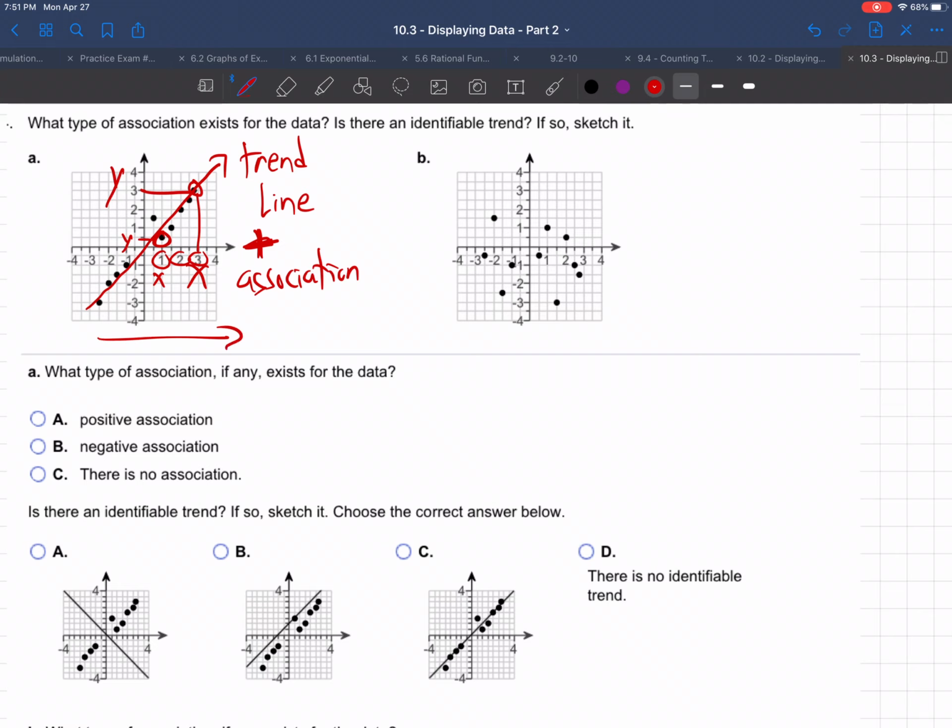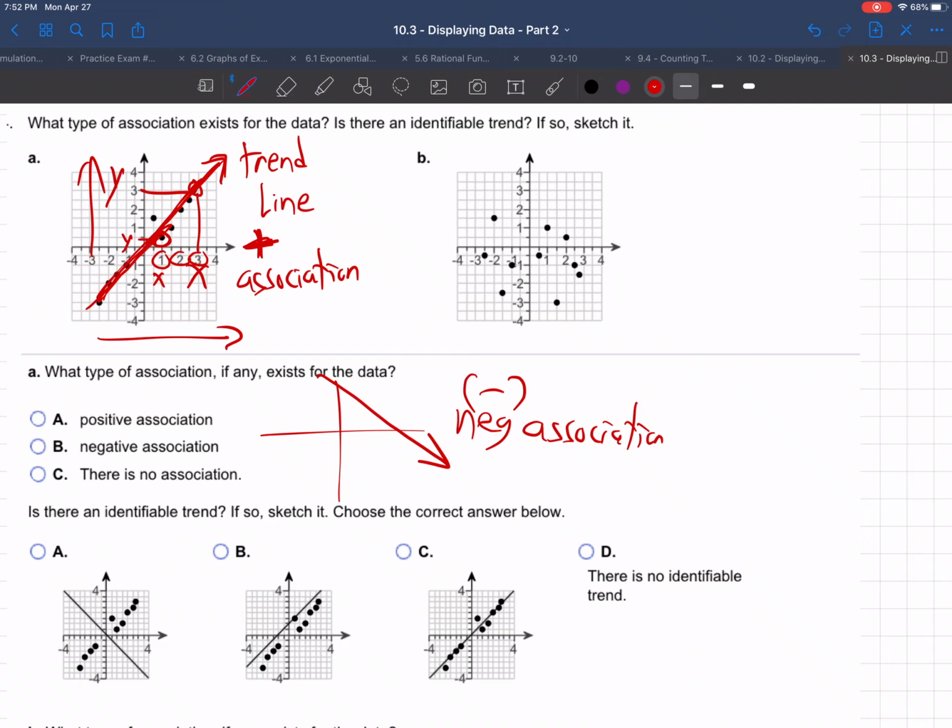As we go to the right, which is how x gets bigger, we go up, which is how y gets bigger. We go up to the right. That's a positive association. Now, if you ever have a line that goes down to the right, that would be a negative association if the line went down to the right, meaning things go down. As x gets bigger, as you go to the right, the dots go down. That would be negative. So part A has a positive association.